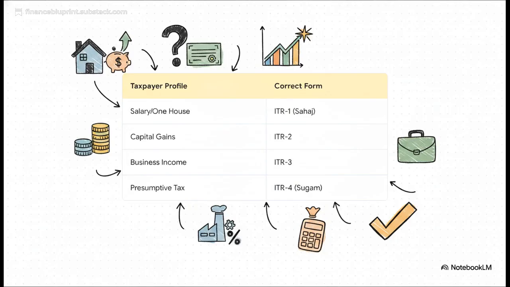Your specific financial profile dictates your form. So if you're a resident individual making less than 50 lakh rupees purely from salary and one house property, you're totally safe with ITR 1, also known as Sahaj. But the second you have capital gains from selling shares or mutual funds, or you own unlisted equity or have multiple houses, you must use ITR 2. Running a business or working as a freelancer, you need ITR 3. And if you're taking advantage of the presumptive taxation scheme to just declare a flat percentage of your turnover, you're looking at ITR 4, or Sugam. You've got to choose wisely here because this sets up your entire filing journey.